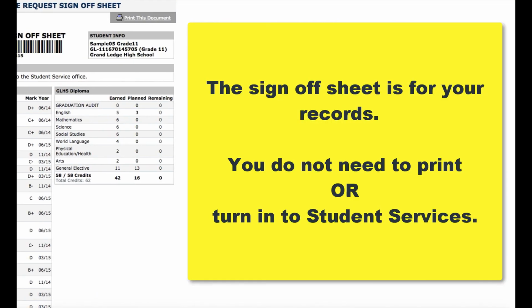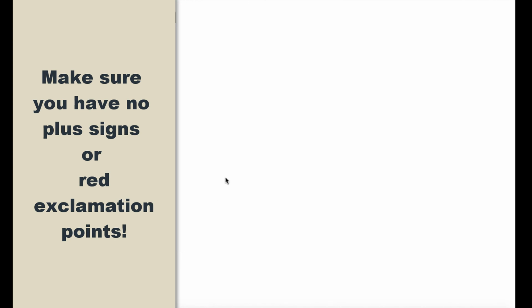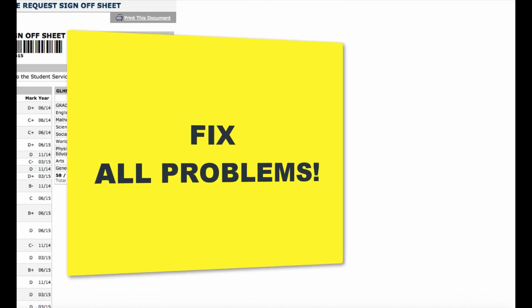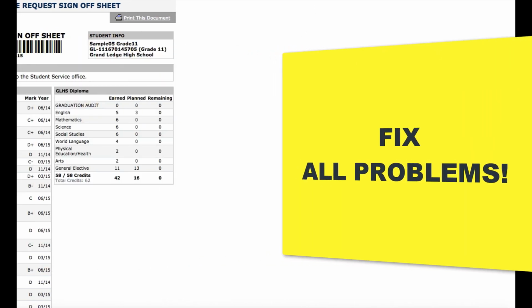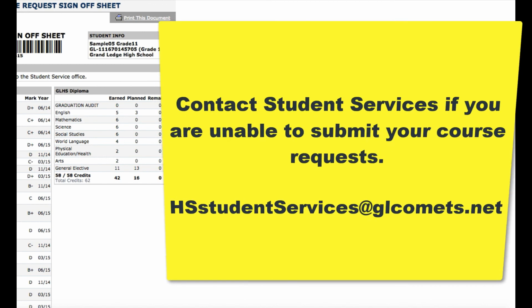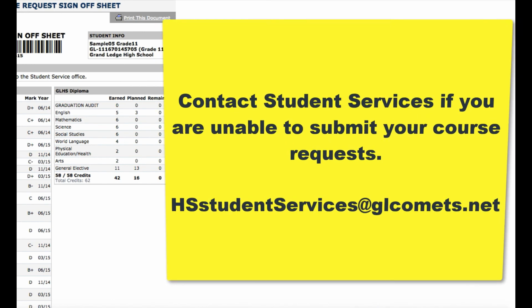You should no longer have any plus signs. Also check that you don't have any red exclamation points. You will need to fix any of these before you are able to submit. If you are unable to fix these, you will not be able to submit your course request and you will not be registered for classes. You will need to email Student Services for help.